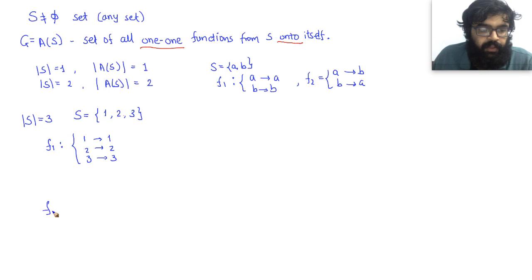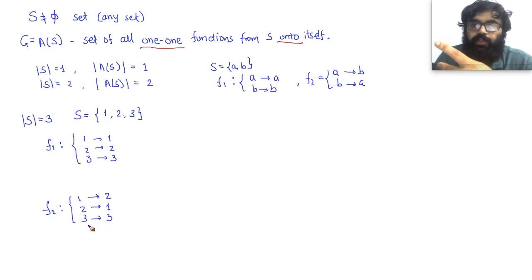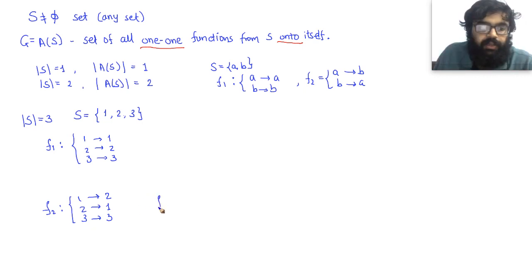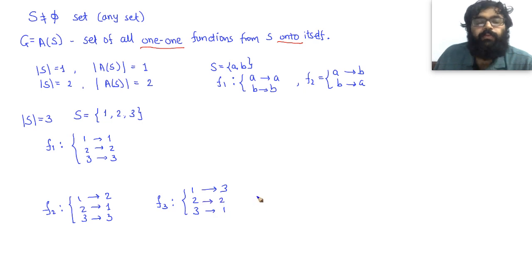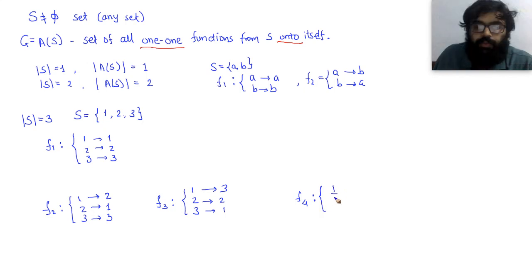So let us take F2. On 1, 2, 3, let us say 1 goes to 2, 2 goes to 1, and then 3 obviously has to go to 3. 1 and 2 are interchanged, and 3 stays as it is. This is F2. Similarly we can have F3, where 2 stays as it is and 1 and 3 are interchanged: 1 goes to 3, 3 goes to 1, and 2 goes to 2. And similarly now F4, on 1, 2, 3.